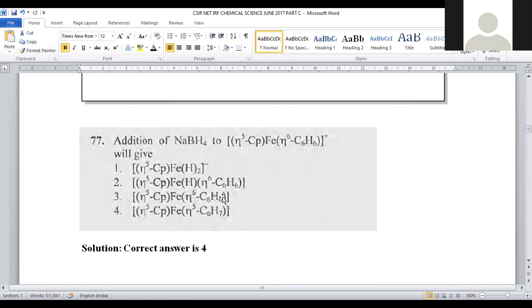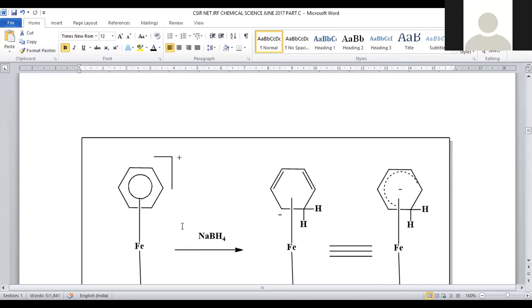Here Cp and C6H6 are not changed, and hydrogen directly attached to iron is not correct. In this one, Cp is there, C6H6 is there, hydrogen is not at all added, so this is not correct. The only possibility is option number 4. Let us see how it is possible.